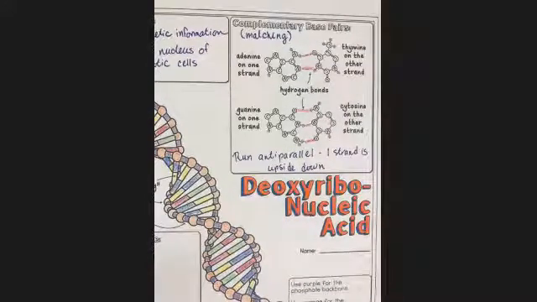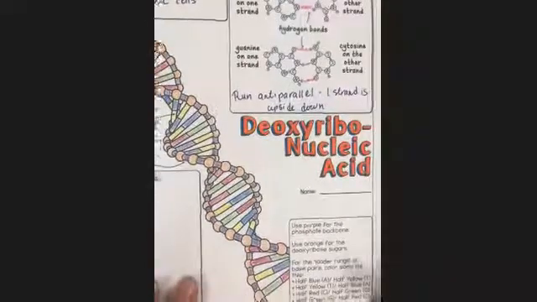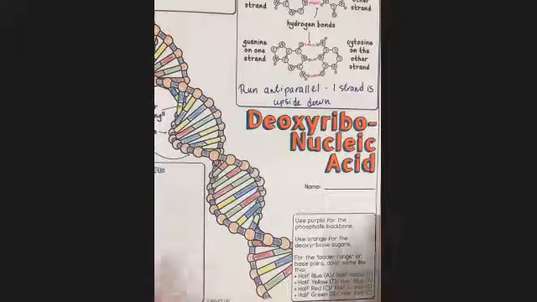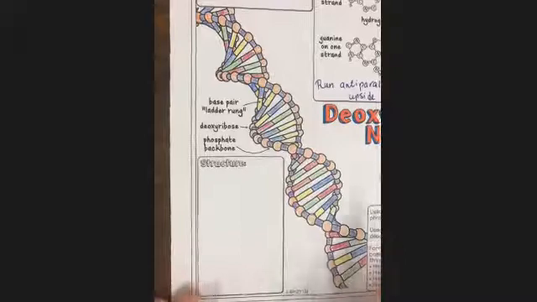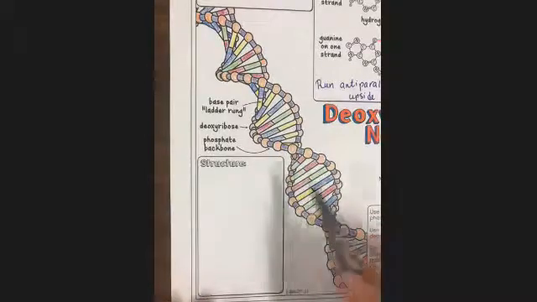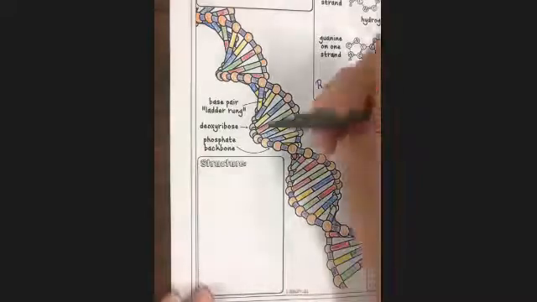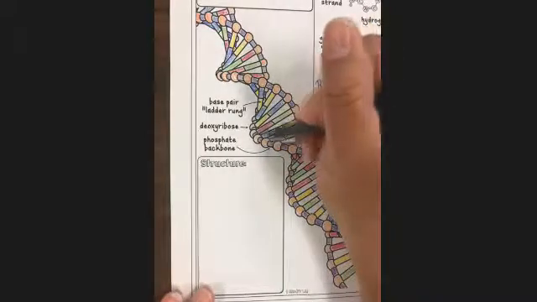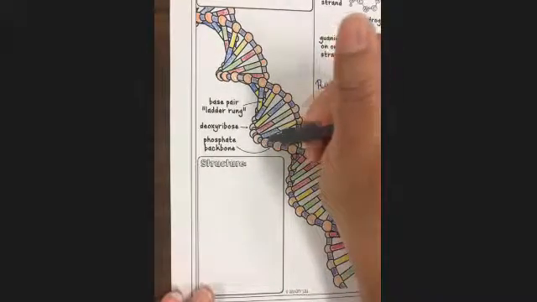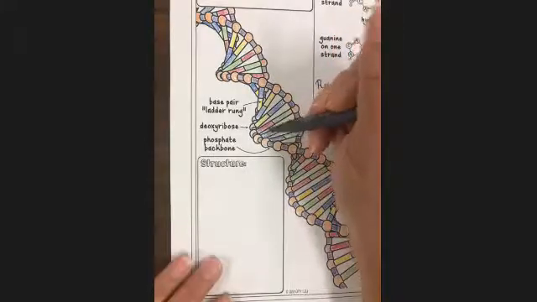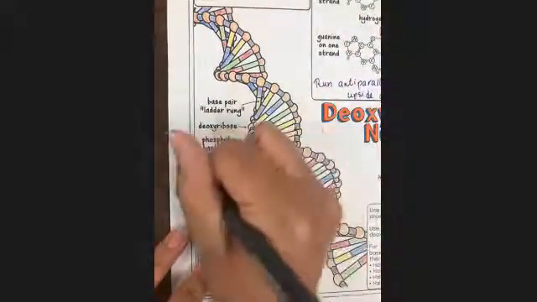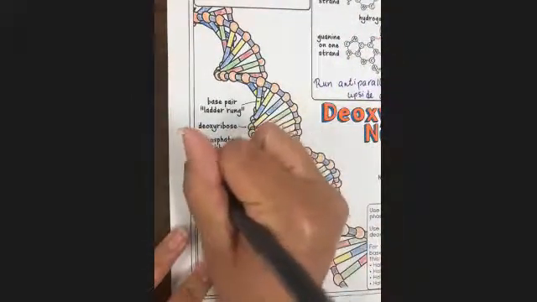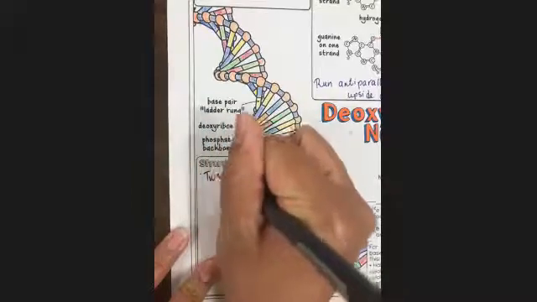Down here, you have a little key if you want to print this out and color it yourself. For the structure of my DNA, you can see it's double-stranded, looks kind of like a twisted ladder. The outside has this phosphate sugar backbone. The inside is where my nitrogenous bases are located. So I have a twisted double helix.